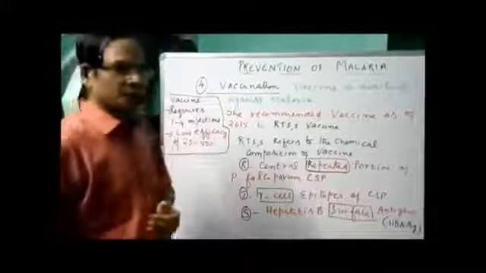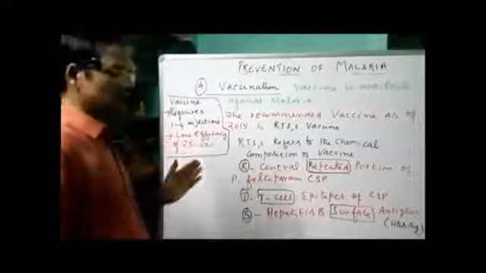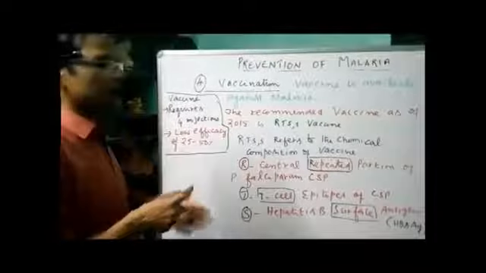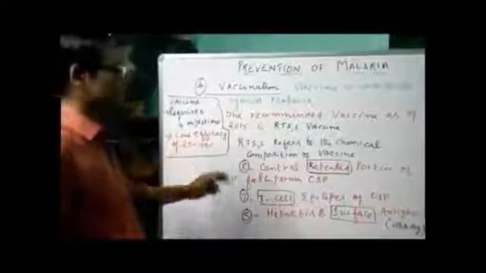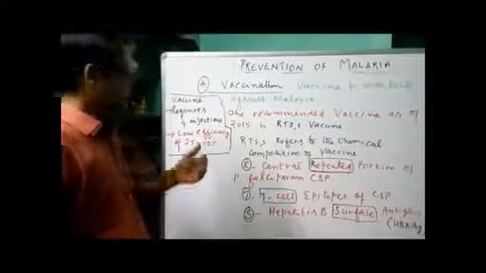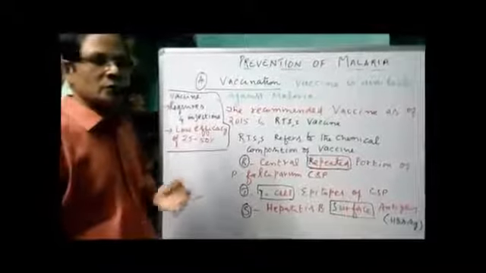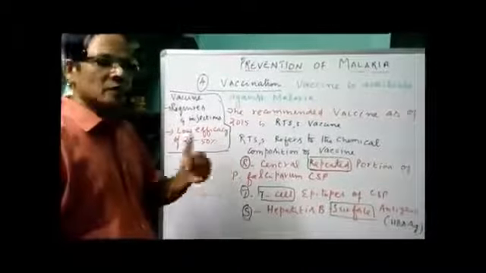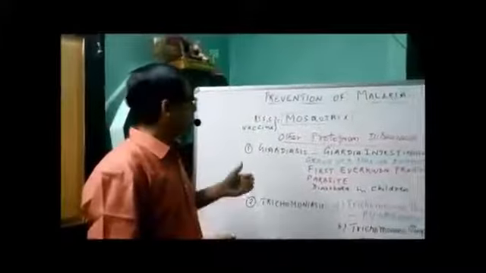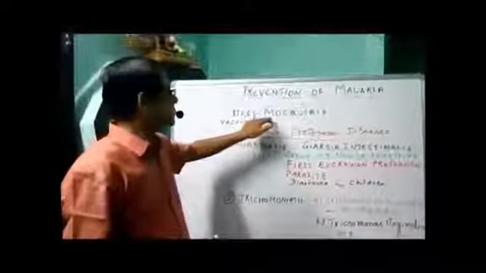But because of its low efficacy, we normally need four injections. So the vaccine requires four injections. Though I'm writing just one to four, actually it is four injections. But it is effective only 25 to 50%. That's why it is written: low efficacy of 25 to 50%. Because of low efficacy, the World Health Organization does not recommend this vaccine for pregnant women and infants between the age of 6 to 12 weeks. That is, it is not 100% effective. Okay, that's about the vaccine. The trade name for the RTS,S vaccine is Mosquirix.